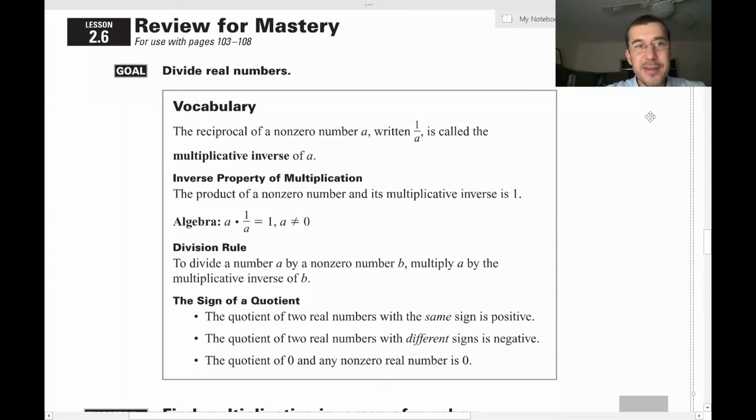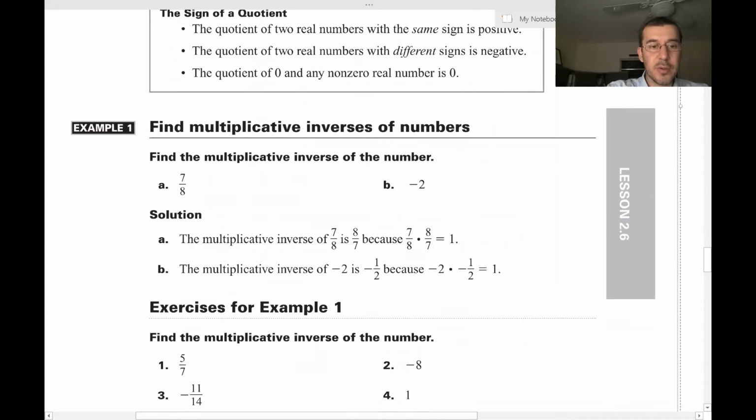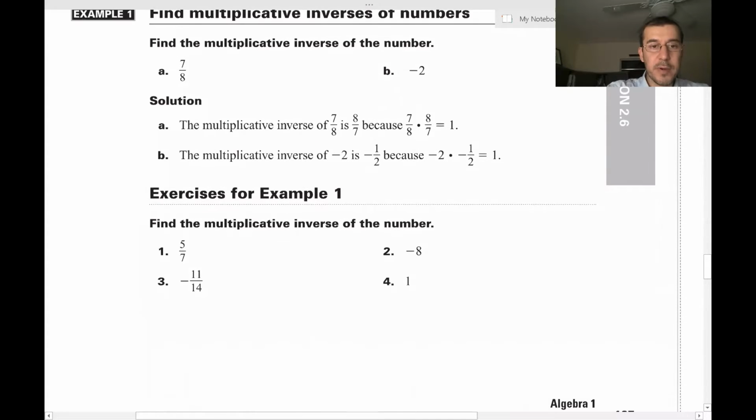Hey guys, welcome back. We're finishing up section 2.6 today, which is about dividing real numbers. We're looking at the review for mastery and challenge practice problems today. So 1 through 4, find the multiplicative inverse of the number.